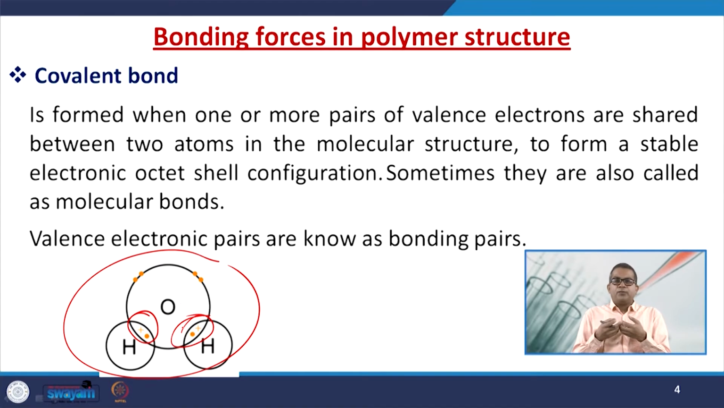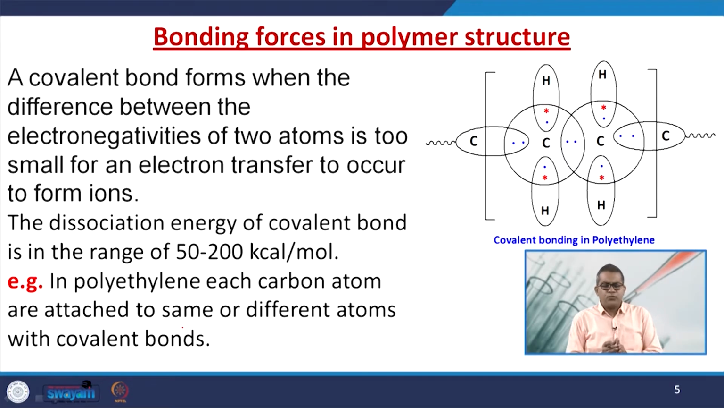So, such types of bonds are extremely strong, and dissociation of such a system is a bit difficult. There are certain bonding forces in the polymeric structure when we talk about this particular aspect. The covalent bond forms when the difference between the electronegativities of two atoms may be too small for an electron transfer to occur to form an ion, because ionic structure is a bit stronger than other types of structure.